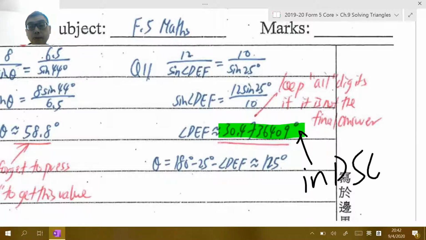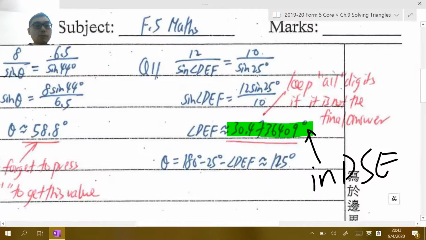That means that if you have done the past papers of DSE, and you have checked the marking scheme, you can see that every time the marking scheme will show all 10 digits or 9 digits. It depends on how the calculator shows. All the digits from the calculator in every intermediate value. So do remember this important habit, okay?